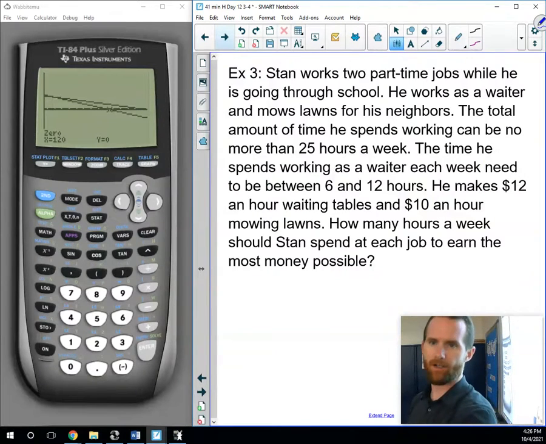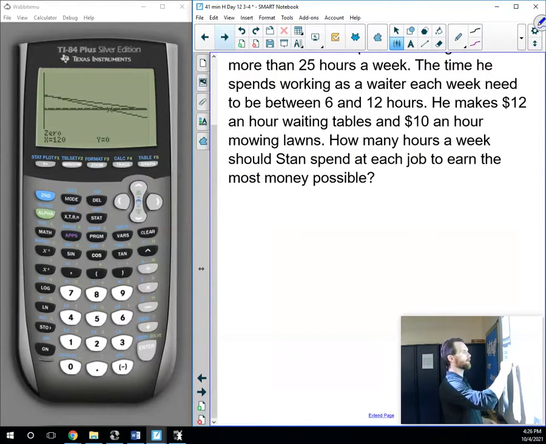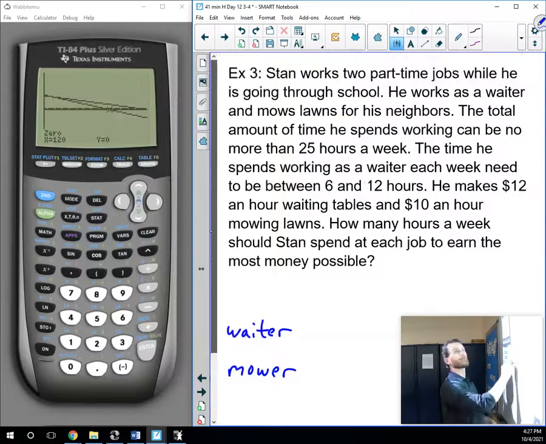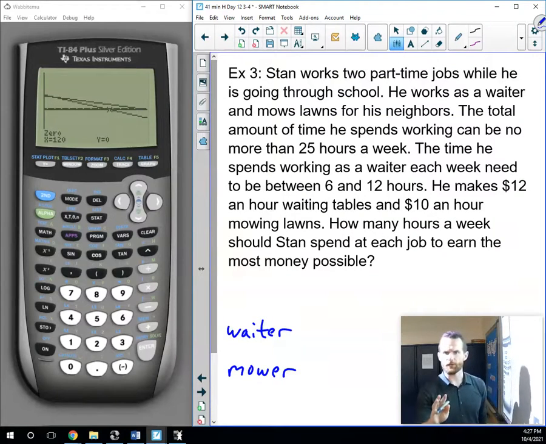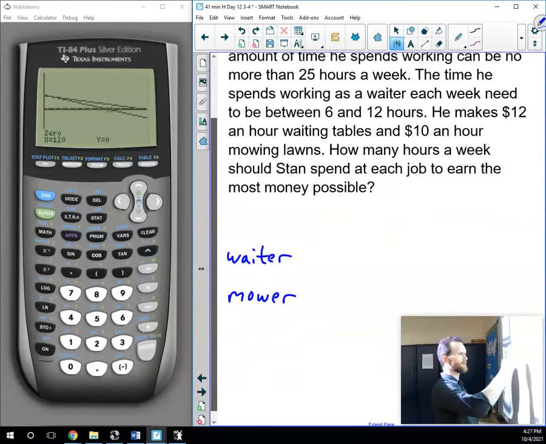So Stan works 2 part-time jobs while he is going through school. He works as a waiter and mows lawns for his neighbors. Okay, so we got the 2 things we're comparing right away. So we got waiting tables, being a waiter, and a mower, yard work. Where was I? The total amount of time he spends working can be no more than 25 hours per week. All right, so the amount of time he's working has to be less than 25. So I guess we got time.